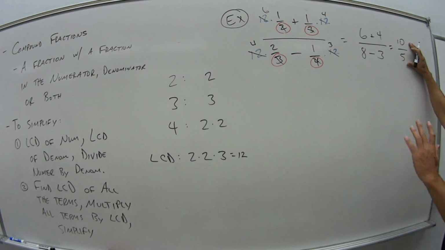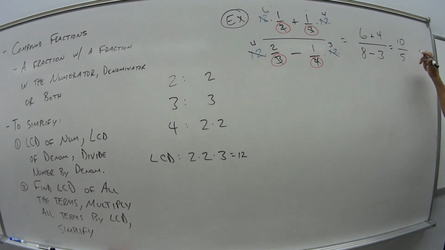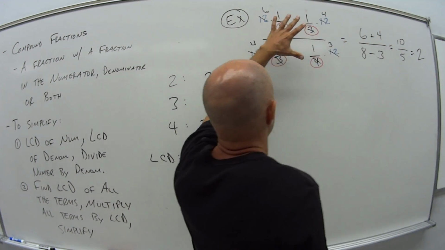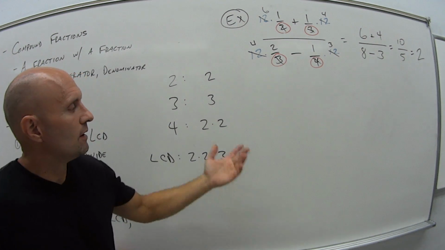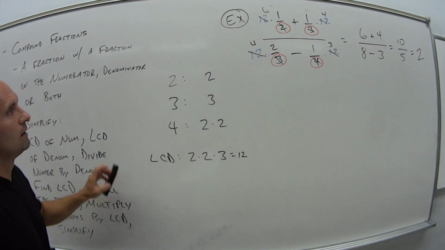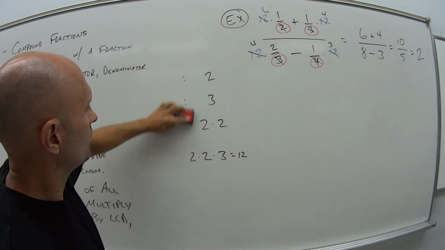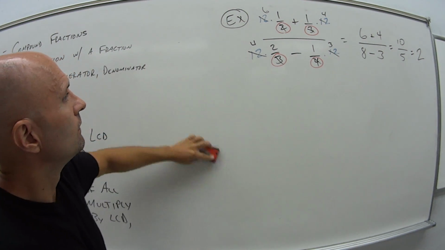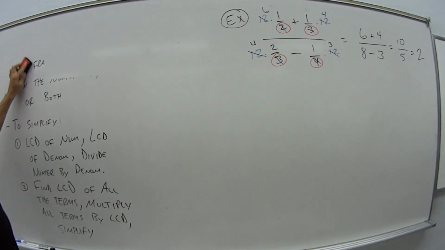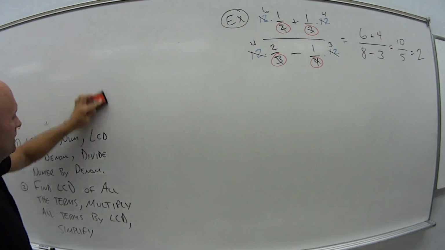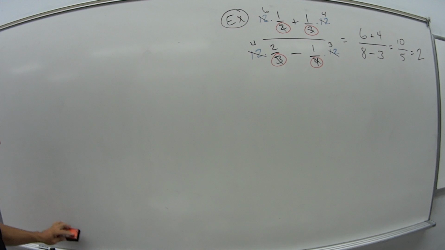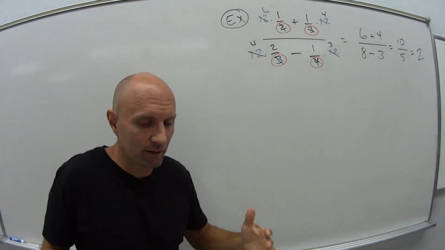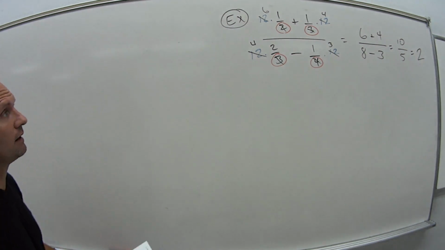So now I just have a straightforward fraction to work with. 10 divided by 5 is 2. So the original compound fraction I worked with just simplifies to 2. Find the LCD, multiply everything by the LCD, and then it should end up giving you a fairly nice fraction to work with that you can simplify. You'll get the same answer with method 1, but like I said, it's a little more messy, I find.